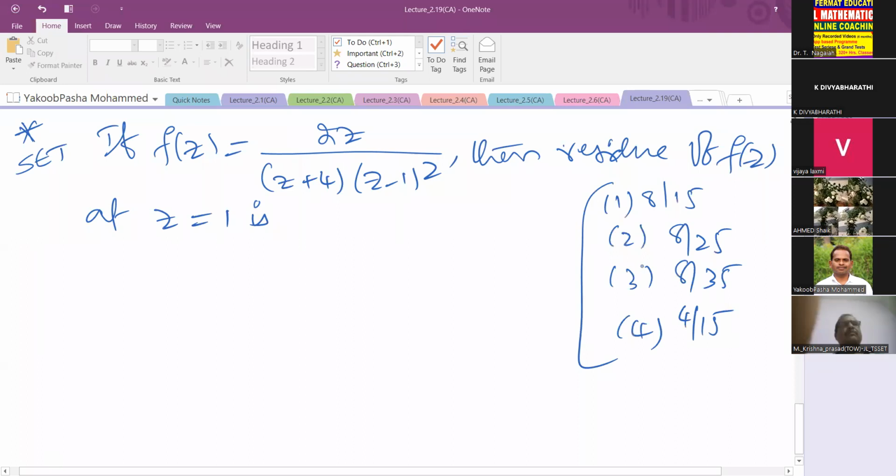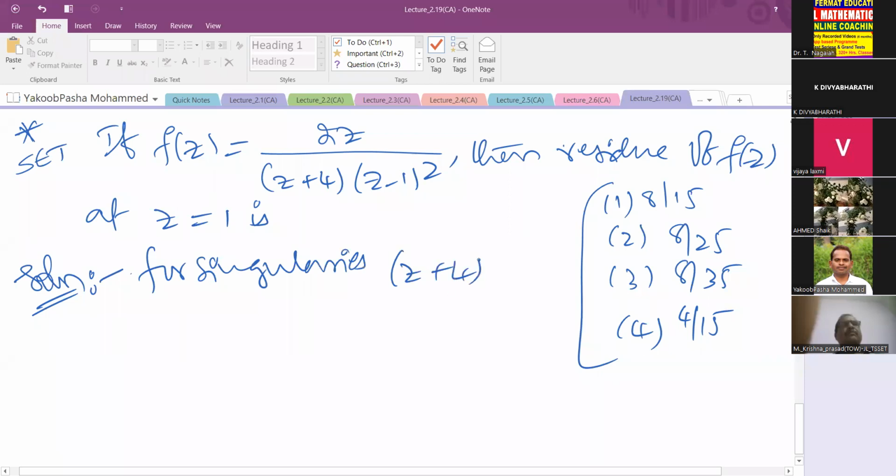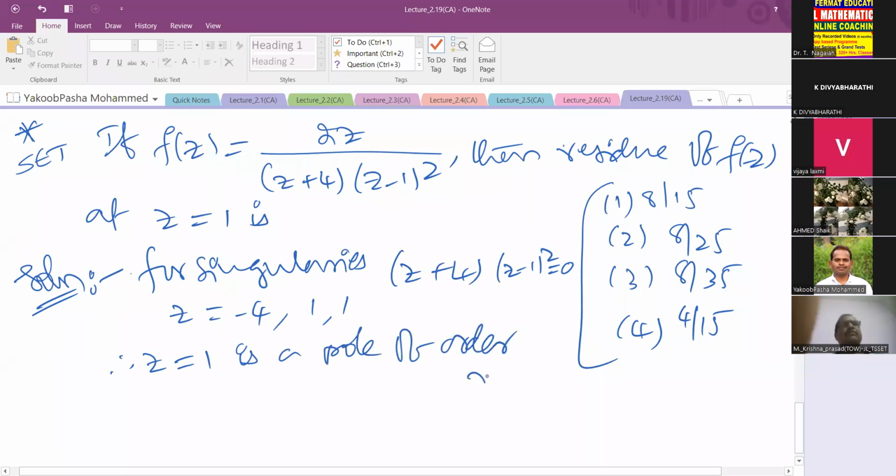First, we have to calculate the singularities. I am writing for singularities: the denominator, that is (z plus 4) into (z minus 1) whole square, is equal to 0. Here z is equal to minus 4, 1, 1 are the singularities, and z is equal to 1 is a pole of order m is equal to 2.